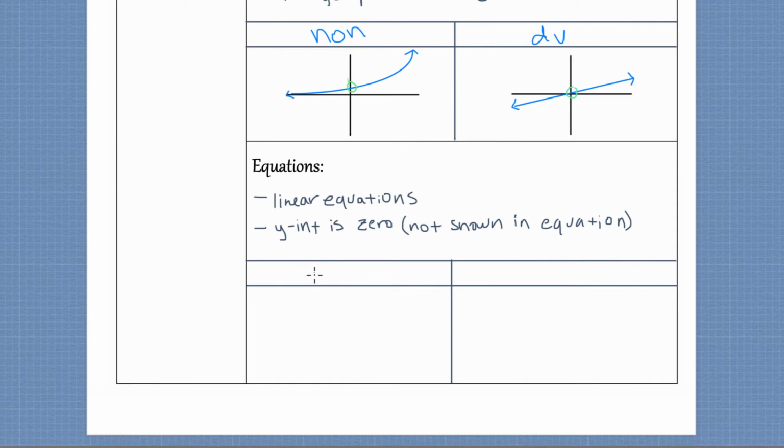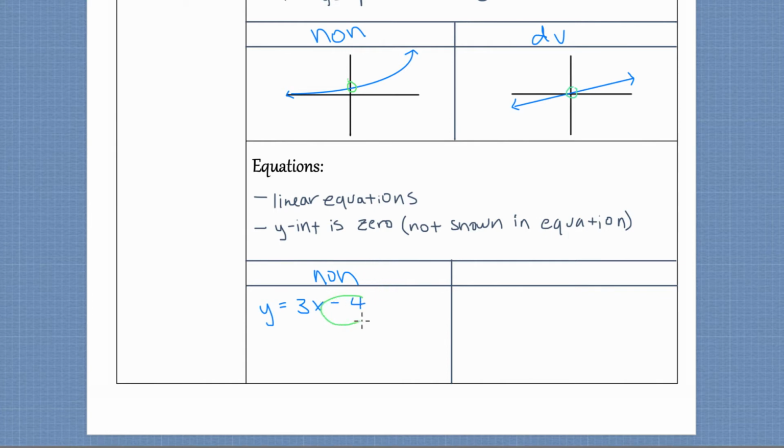So first I'm going to show you guys a non-direct variation example. That would be something like y is equal to 3x minus 4. This is because while it does tick off as being a linear equation, which will end up giving us a straight line, the y-intercept of this is not 0, because if you recall, the last number in a linear equation is going to be the y-intercept.